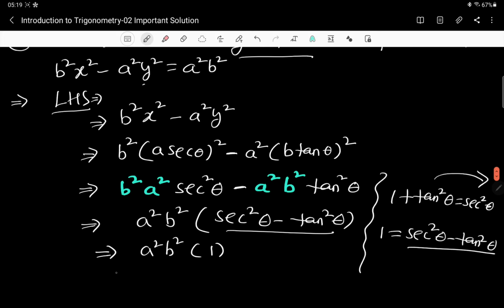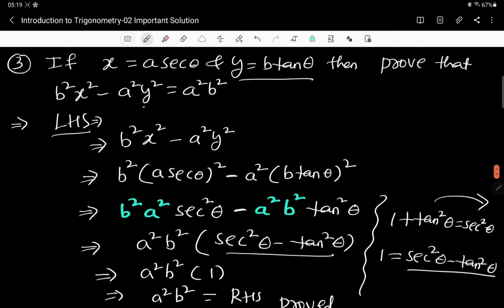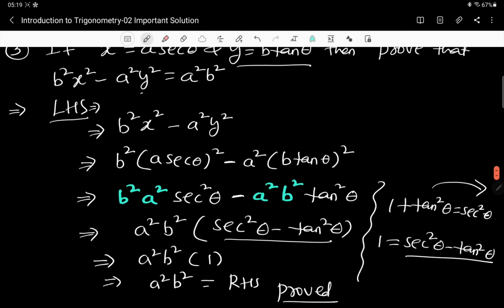So a square b square into 1 is a square b square. All right. So which is equal to RHS. So hence it is proved. All right. So this was also quite simple question, but it needed your keen observation.